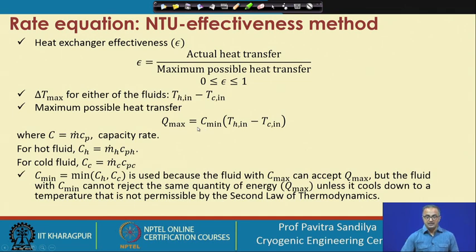Now why are we taking C min? In this particular heat transfer, whatever energy is given out by the hot fluid should be taken by the cold fluid. Now if it is not possible, that means if the hot fluid is generating more energy than the cold fluid can take, the extra energy will be dissipated. Similarly, if the cold fluid is taking more energy than the hot fluid can give up, then it will be needing more energy from some other surroundings to go to the required temperature.